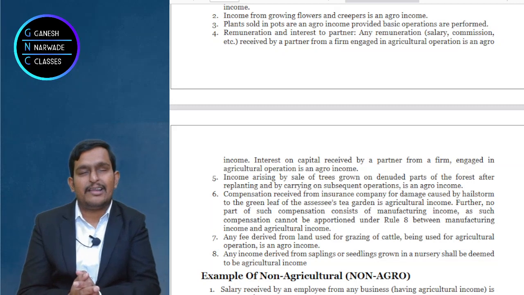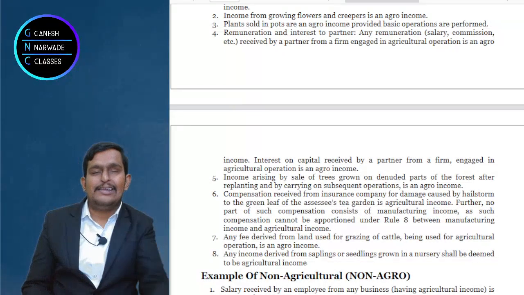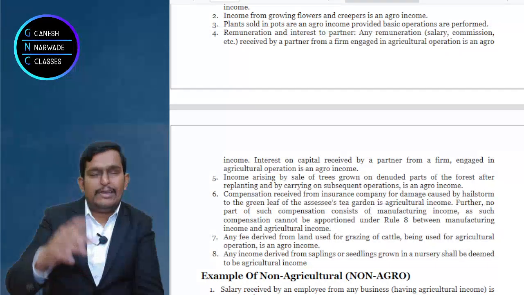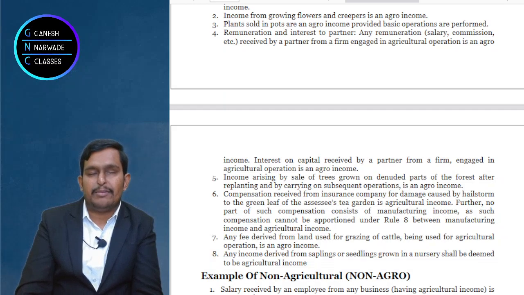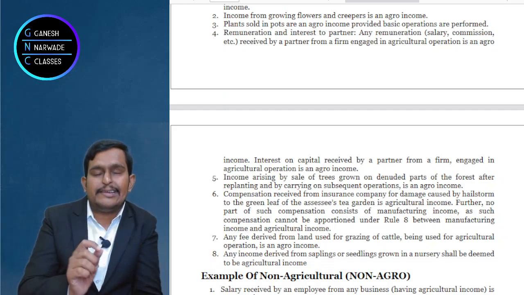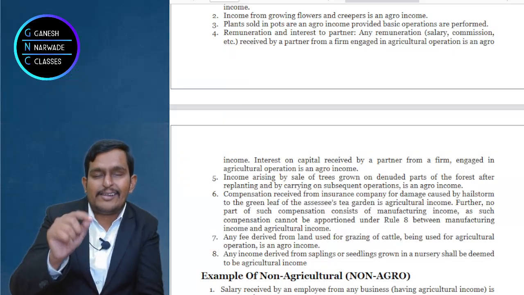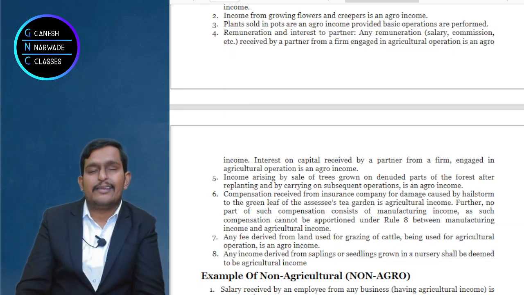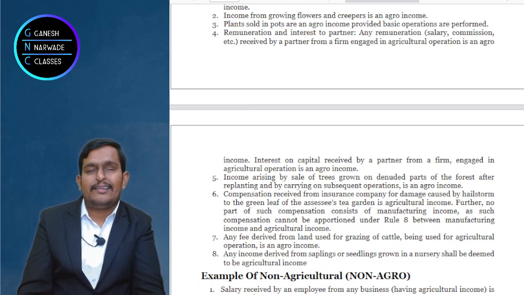Examples of non-agriculture income. Suppose there is a company like Godrej Farming, Tata Tea, which is also into agricultural activity, correct? So what we have to remember is that the company earning income is agriculture income, no doubt about it. But if the shareholder is getting dividend, the shareholder's dividend is on the investment, it is a return on money, so it is not agricultural income. The director getting salary, non-agricultural income.